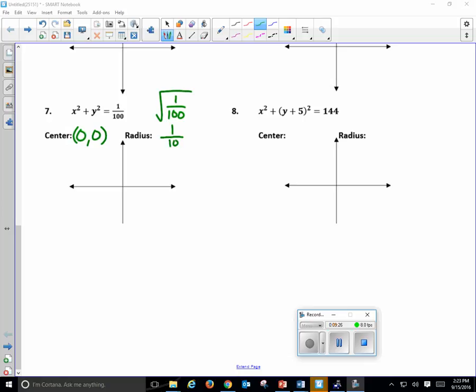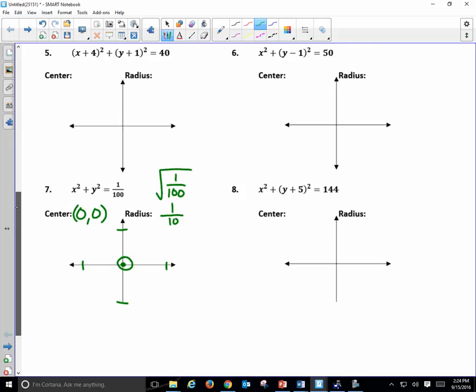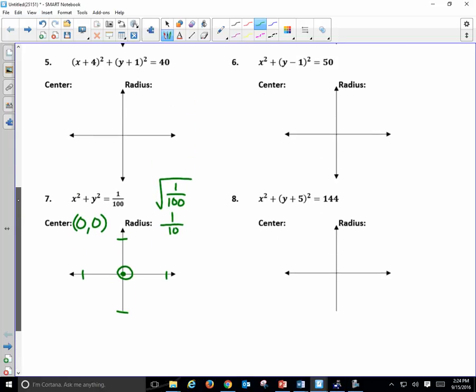So here's what I'll do. I'll mark that as 1, 1, 1, 1. Center here. So I suppose just 1/10 of a unit would be something like that. Darren wants to come up and draw a better circle than me.